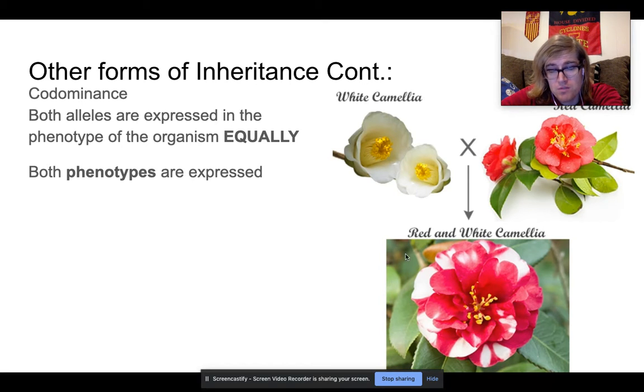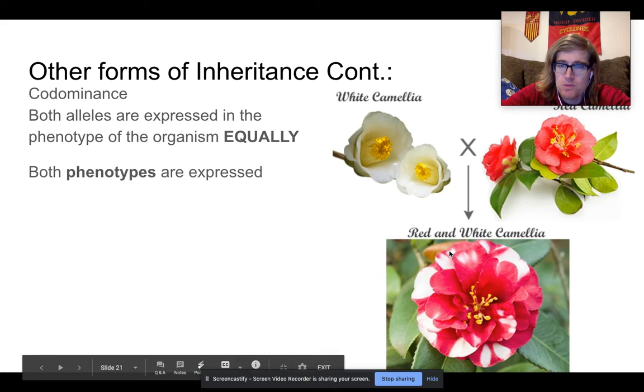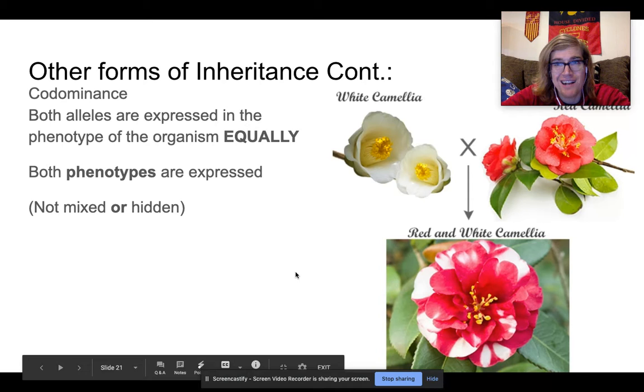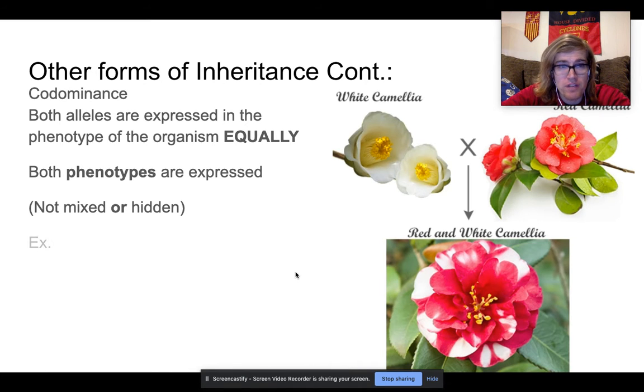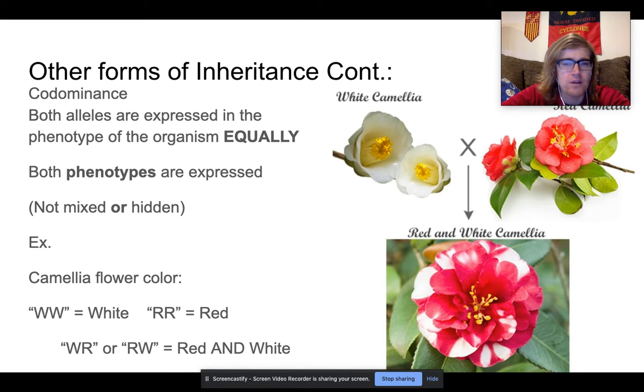You can see that this flower had parents that were white and red. In our pink snapdragons, if we didn't know what the parents were, we could assume the parents could have just been pink, right? We don't know whether the parents were one red and one white, or both pink, or one pink and one white. But since we see both traits here, we know what the parents' genotypes were, right? They're not hidden, and they're not mixed. They're both there. So here, of course, is our camellia flower example.